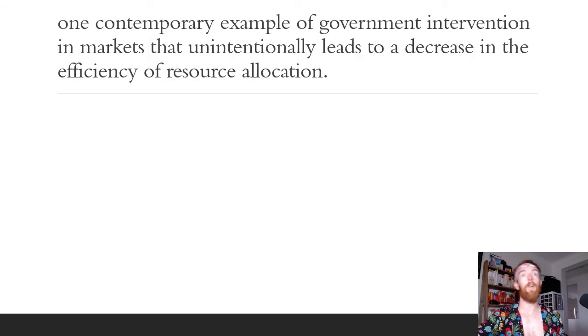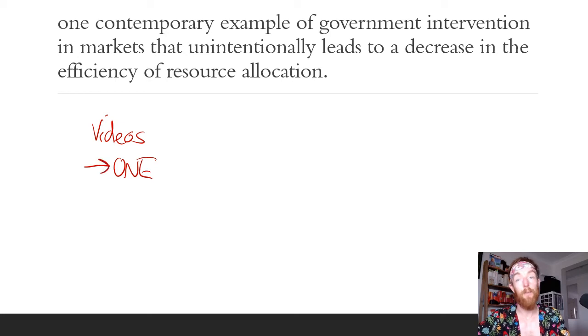And then lastly, we've got one contemporary example of government intervention in markets that unintentionally leads to a decrease in the efficiency of resource allocation. So with this, there's usually just one short answer question on it. It's usually explain one example of government intervention into a market that's led to a decrease in the efficiency of resource allocation. It's almost exactly this dot point. Realistically, you should be doing research on this. If you haven't already, there are videos on my page that will talk about a few of these in detail. You just need to know one. So pick one, get really good at it.